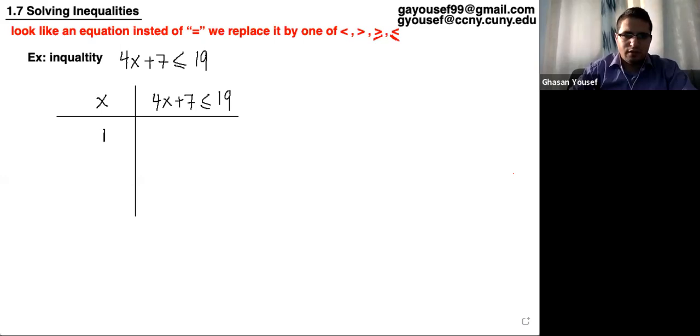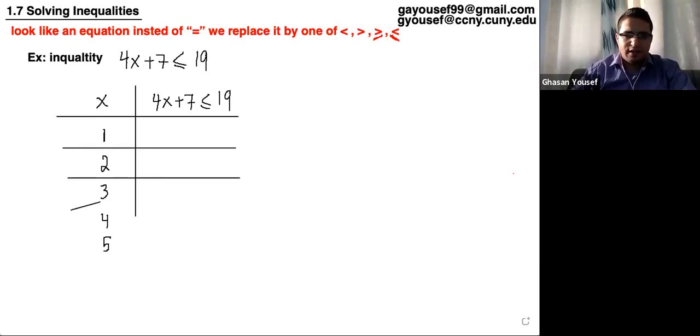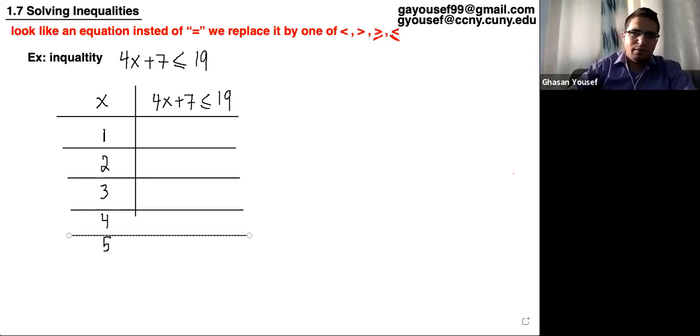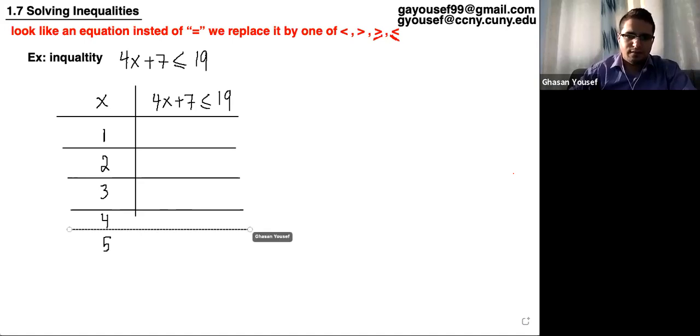I'm going to use 1, 2, 3, 4, and 5. I'm going to plug these numbers into the inequality and check which numbers satisfy it and which do not. So for number 1, who will do number 1? Who will plug number 1 into the inequality?